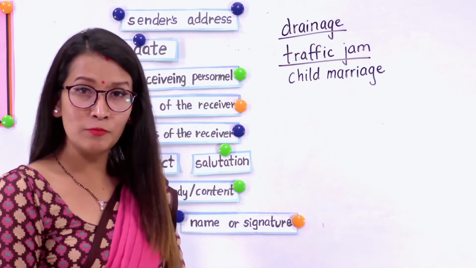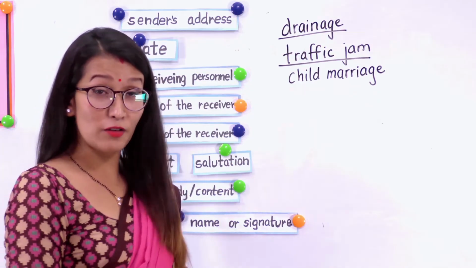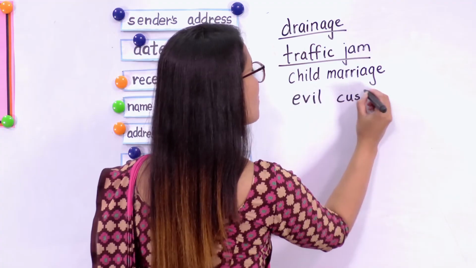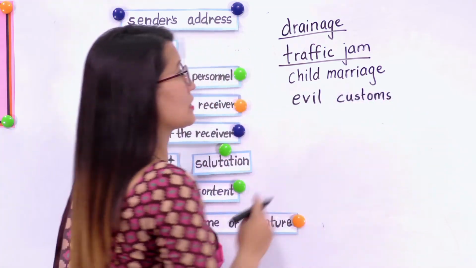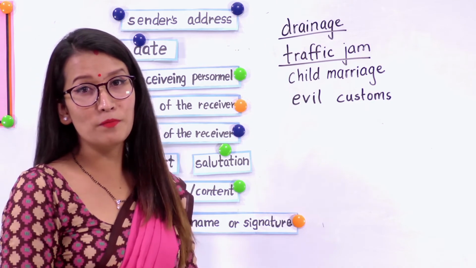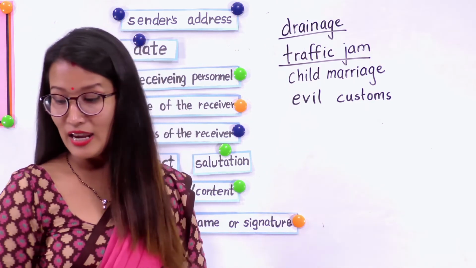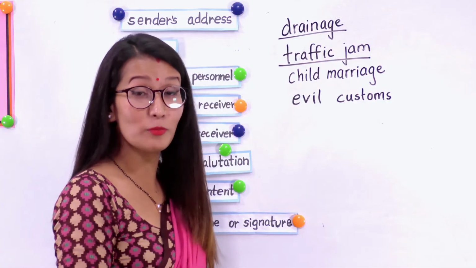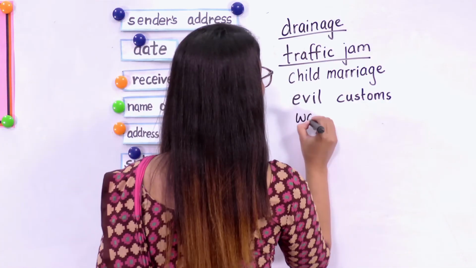Okay, any other? Evil customs, like dowry system and many others. Traffic jam, drainage, other? What do you have? Okay, you might also have water shortage problem. Okay, let's write water shortage.